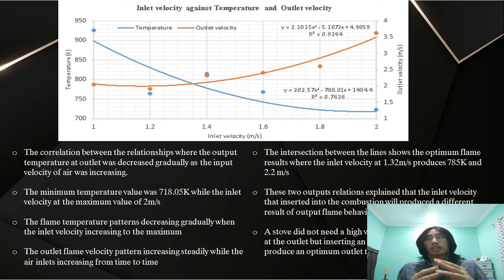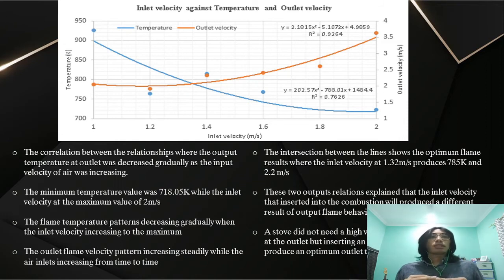So as I mentioned, the temperature line is the blue one and the outlet velocity is the orange one. The minimum temperature value was 718.05 Kelvin, while the inlet velocity is at the maximum value of 2 meter per second. So the flame temperature pattern decreases gradually when the inlet velocity increases to the maximum. The outlet flame velocity pattern increases steadily when the air inlet increases from time to time.